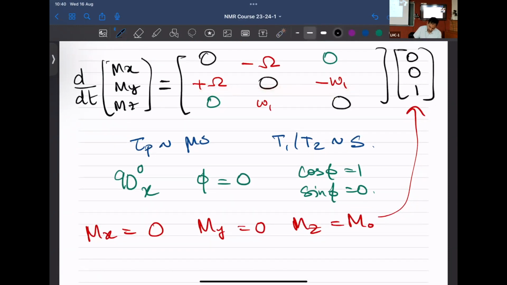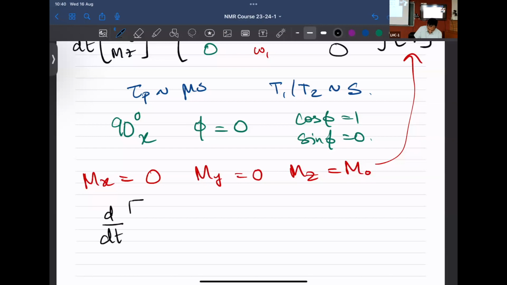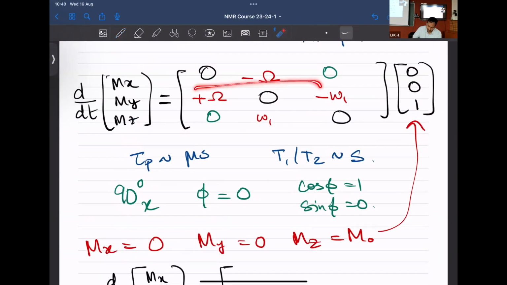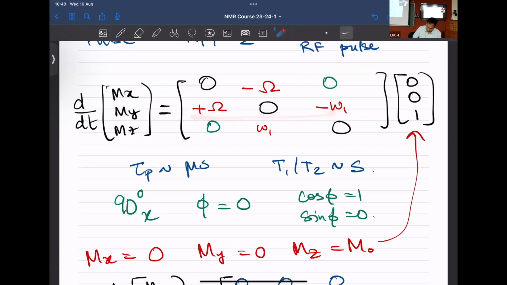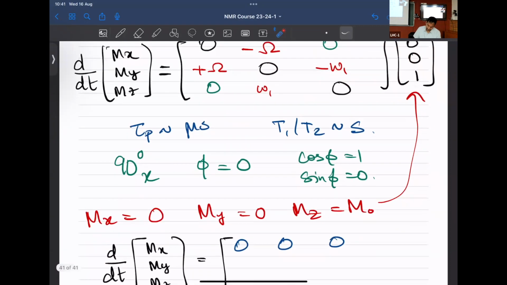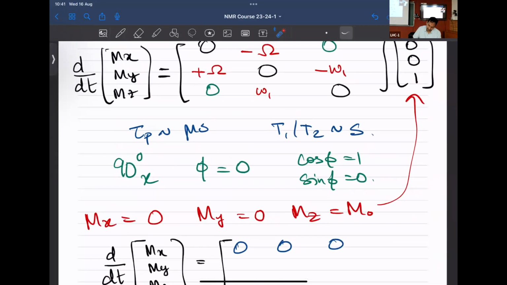So let's write d over dt of Mx, My, Mz is going to be equal to. Do we agree that the first row is going to be 0, 0, 0? Everybody follows? Very simple matrix multiplication. 0, 0, 0. Now the second one is going to be omega times 0, 0 times 0, minus 1, minus omega 1 times 1. It's going to be minus omega 1, right? Am I doing it correctly?